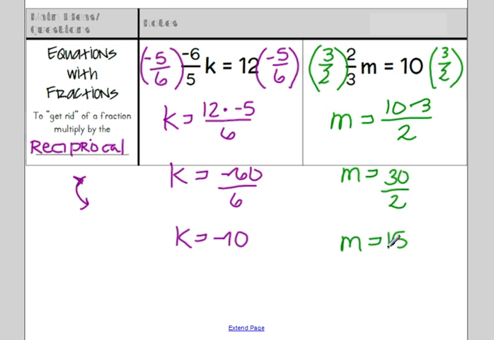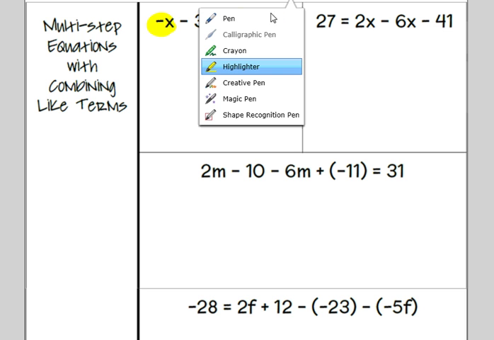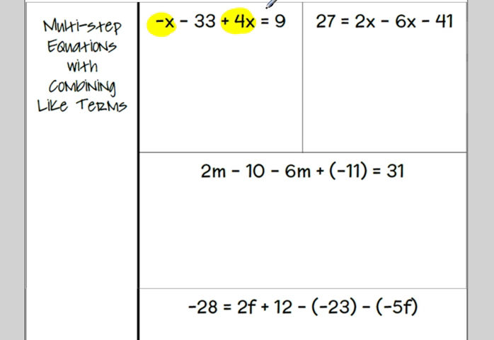Now we're going to try some multi-step equations with combining like terms. So if we have negative x minus 33 plus 4x equals 9, if we have some like terms that are on the same side of the equal sign, then that means that we can combine them. So in this case, we have a negative x and a positive 4x that we can combine because they are on the same side of the equal sign. Keeping in mind that we can't combine negative 33 and 9 because they're not on the same side of the equal sign. So if we have negative x and a positive 4x, that would give us 3x minus 33 is equal to 9.